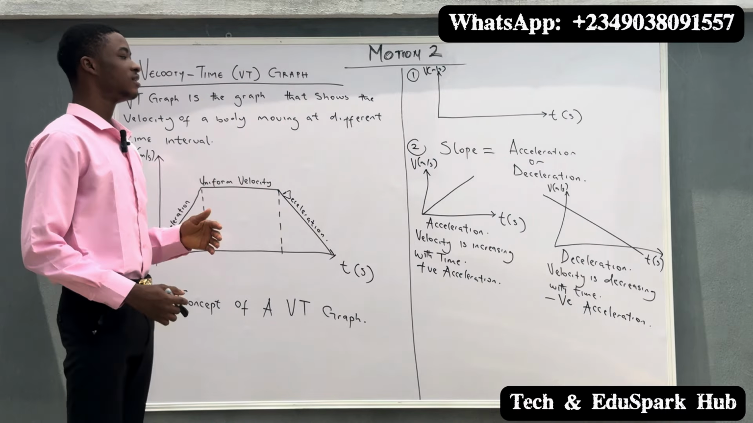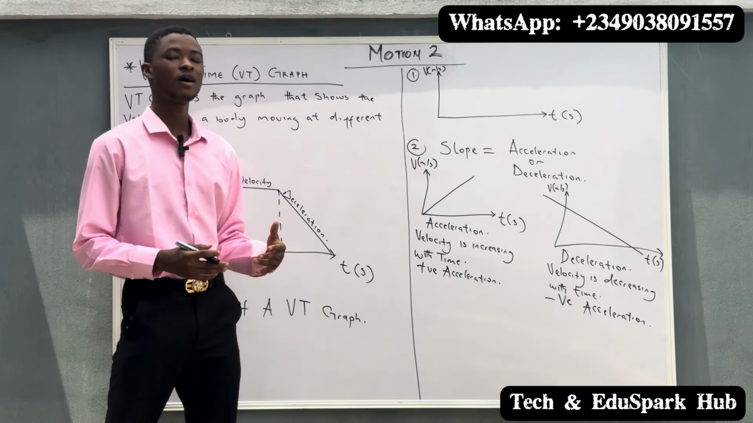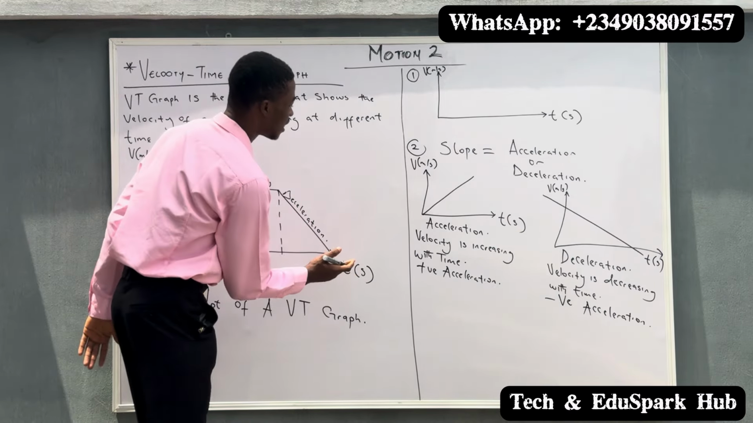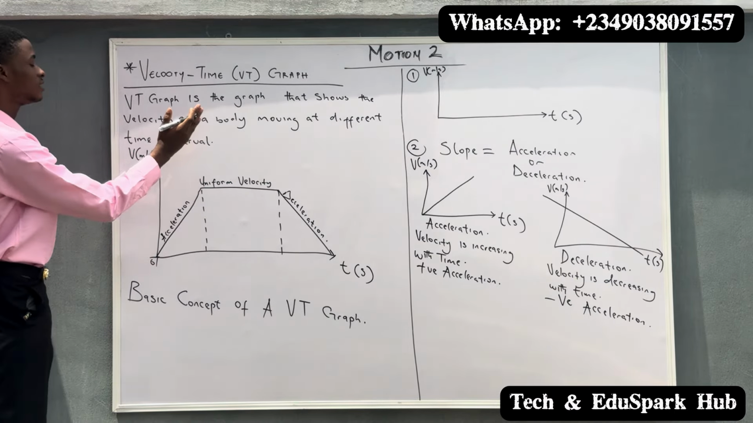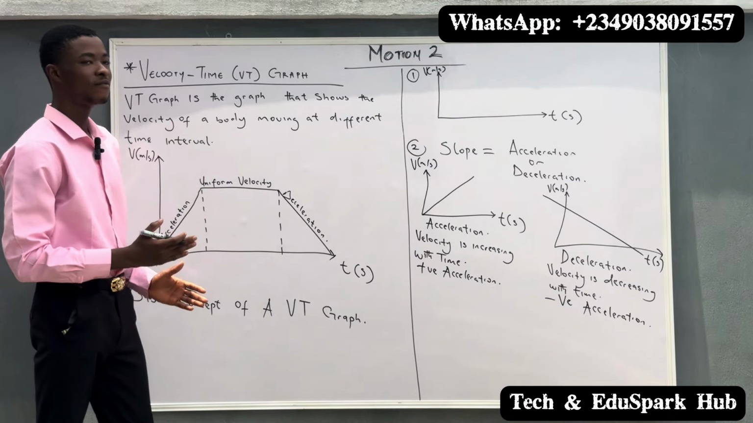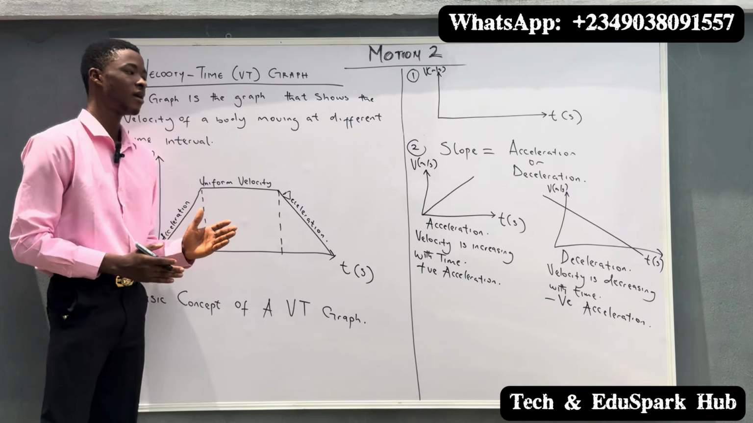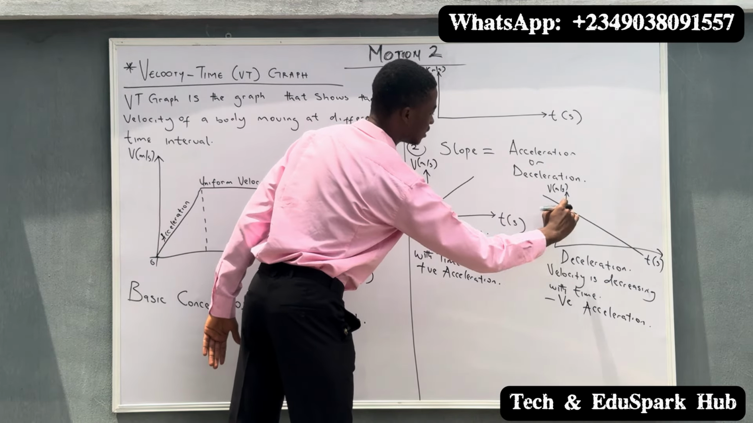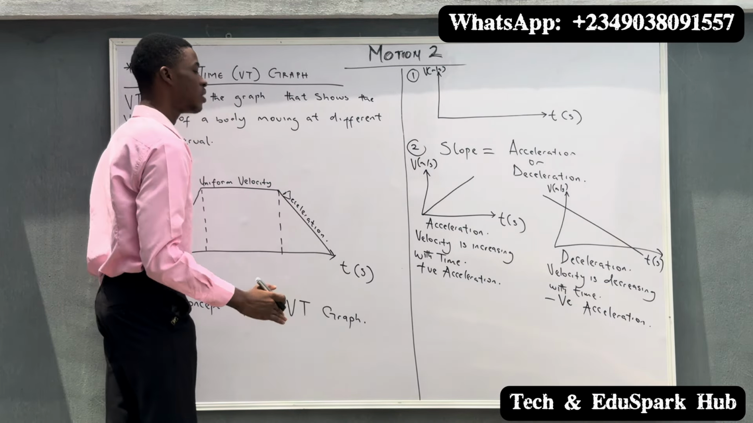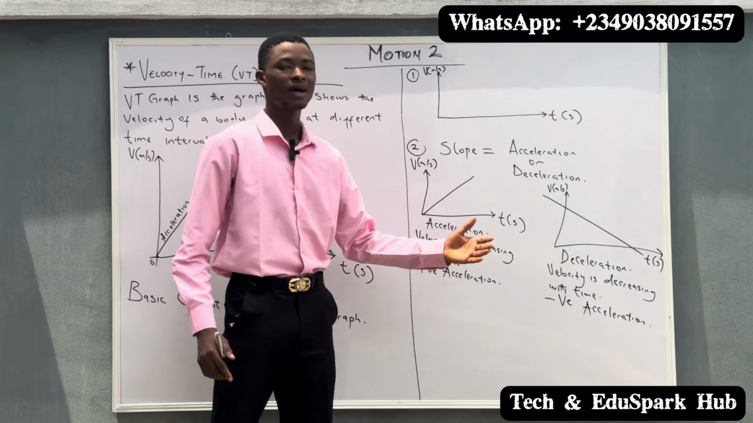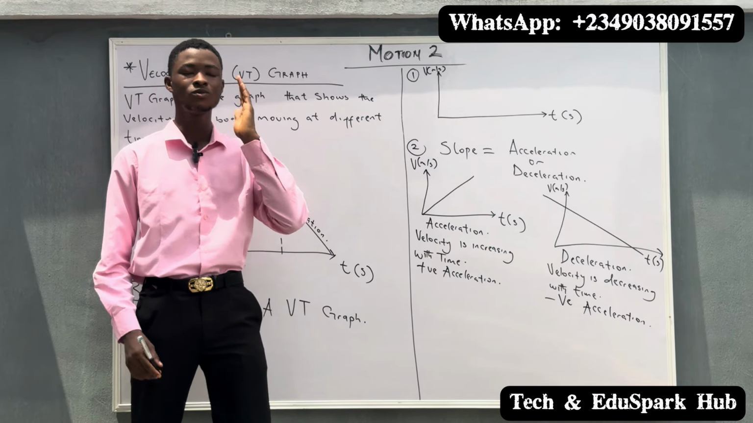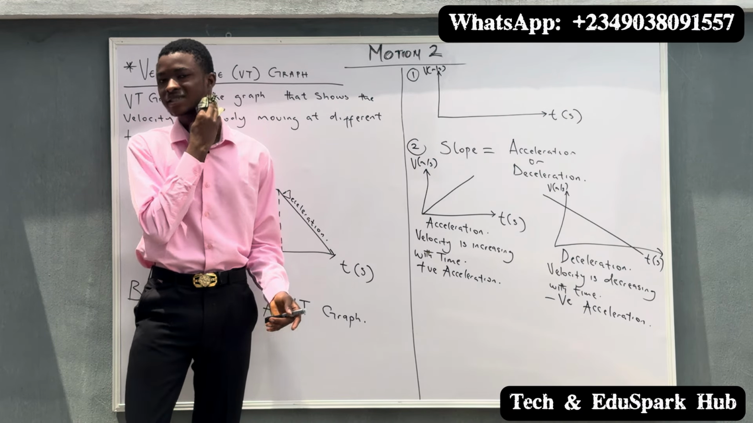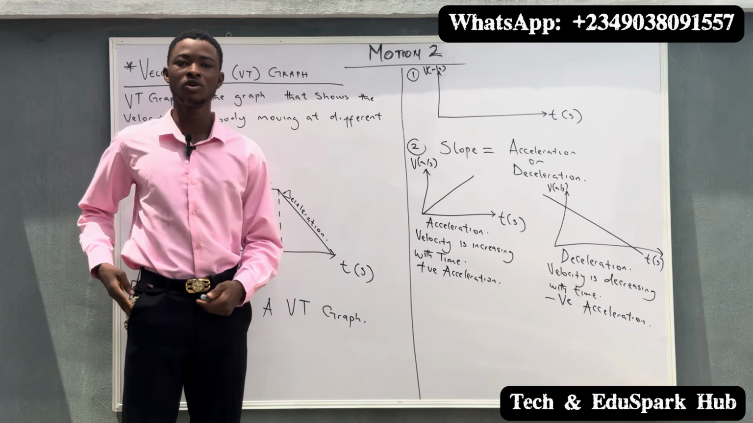So this is a way you can easily distinguish the acceleration from deceleration. So if the slope is like this, we have the acceleration, and the velocity is increasing with time. But if the slope is like this, we will be having the deceleration, and the velocity will be decreasing with time. And we'll be having a negative acceleration.